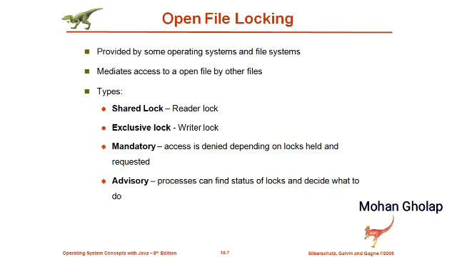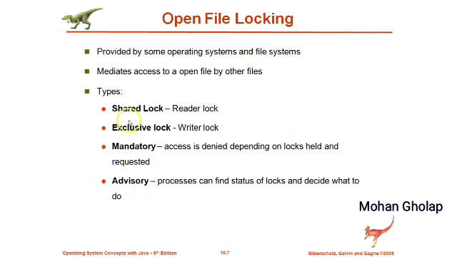Whenever a particular file is opened, we must decide whether the other processes should be allowed to open that file or whether they should be allowed to perform such operations. In order to decide this, we have different locking types. We'll discuss the types of locks here.